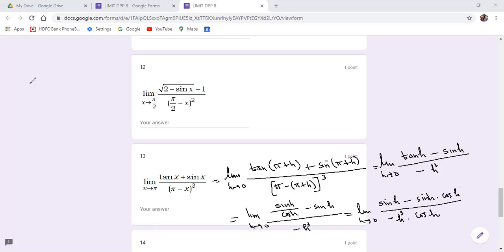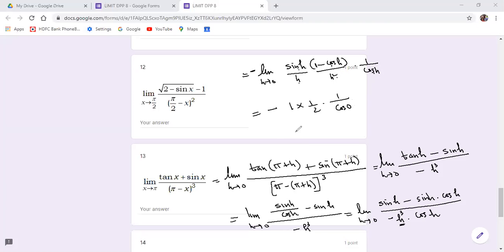So I'm writing the remaining answer here. Limit h tending to 0, sin h I took common, 1 minus cos h, minus cos h. Let me write the minus sign outside: 1 by h here, 1 by h square here, and 1 by cos h. This h cube is split as h into h square. This became 1, this became 1 by 2, and this became cos 0, 1 upon 1. So the answer is minus 1 by 2.